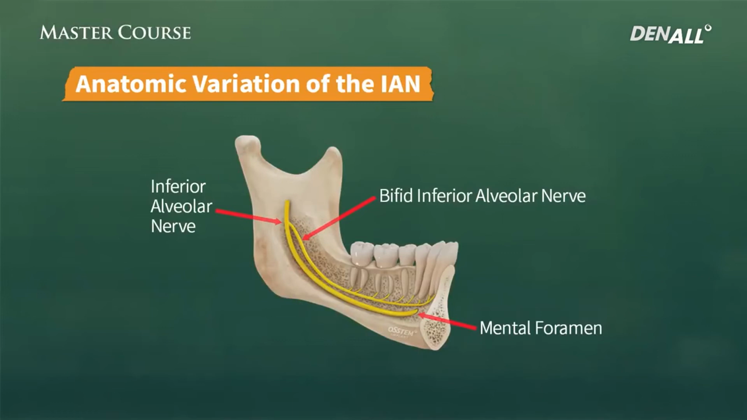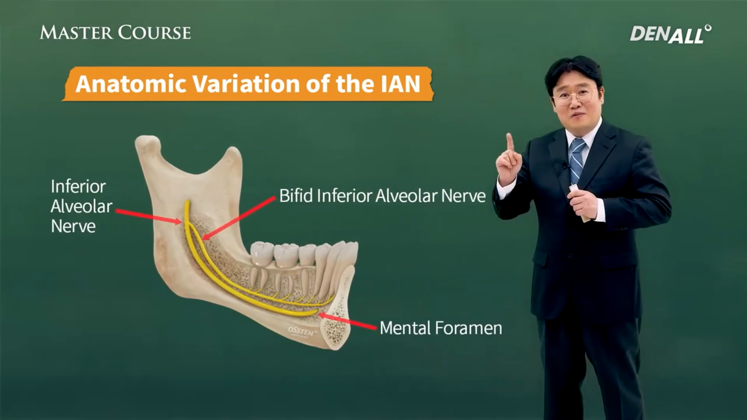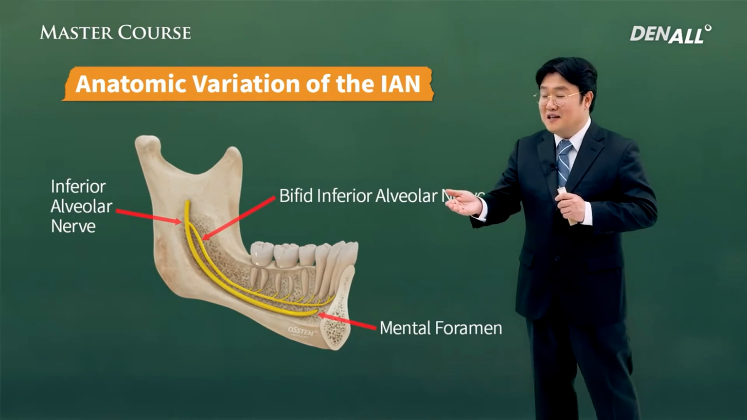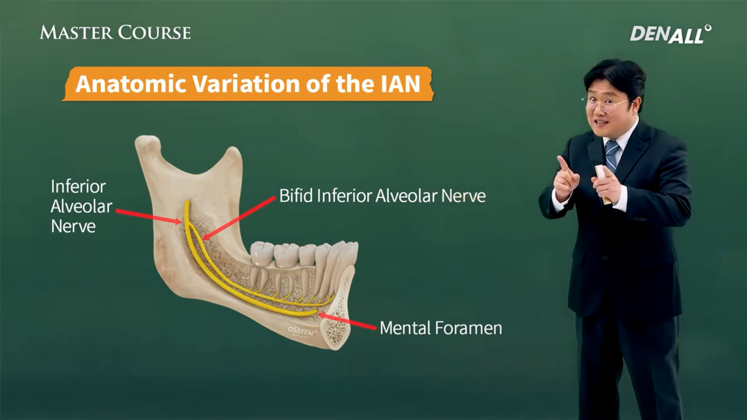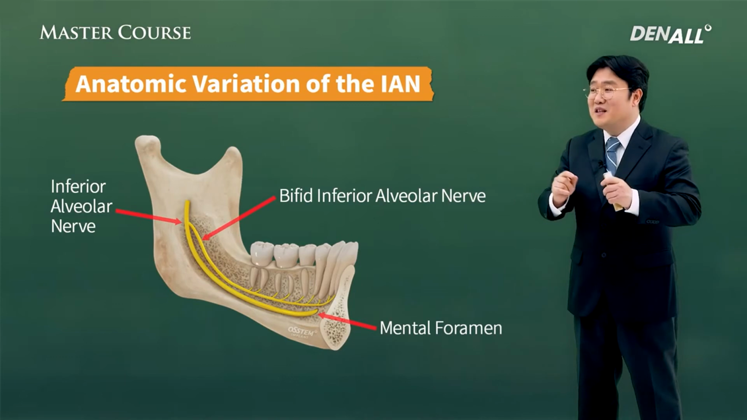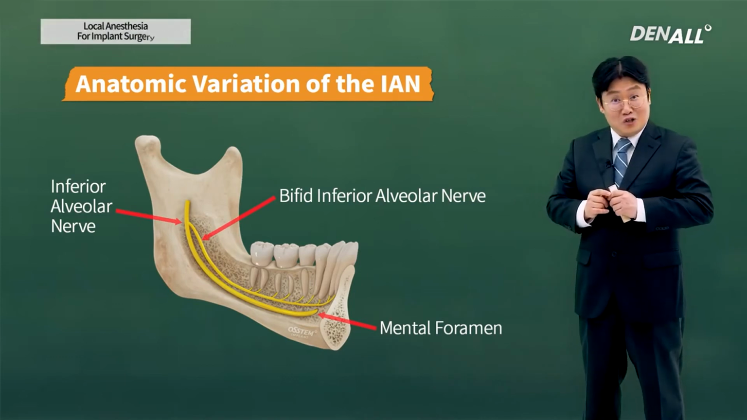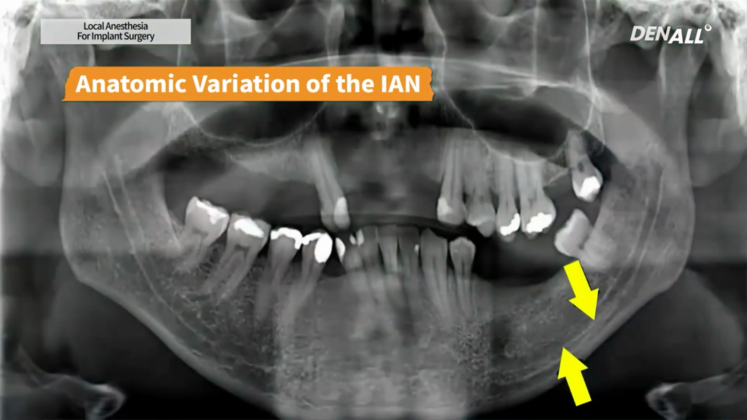Recently, it was revealed that the inferior alveolar nerve is not just one strand. Here, there are 2 strands. This is the bifid inferior alveolar nerve, according to the paper. And there are some variations too. It is difficult to detect this on the panorama X-ray.